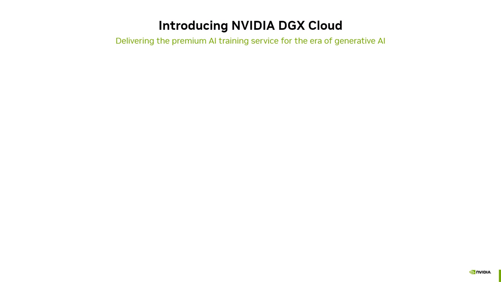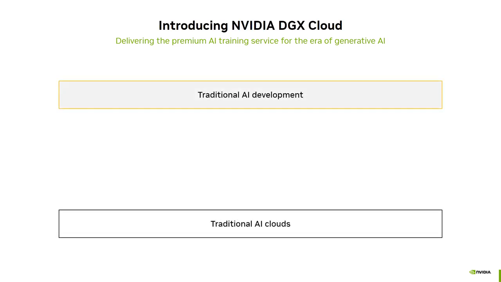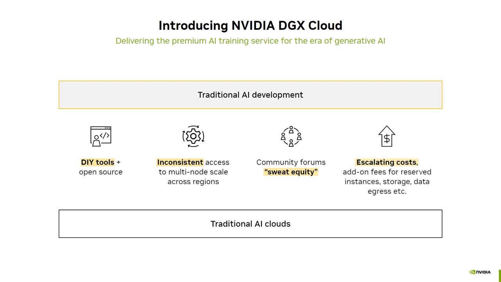Consider the following with traditional AI development on traditional clouds. DIY tools and open source software are used to patch together a solution. Inconsistent access to multi-node scaling across regions. Searching through community forums and voluntary contributions to find answers to your questions, if you're lucky. Escalating costs, add-on fees for reserved instances, storage, and data egress.